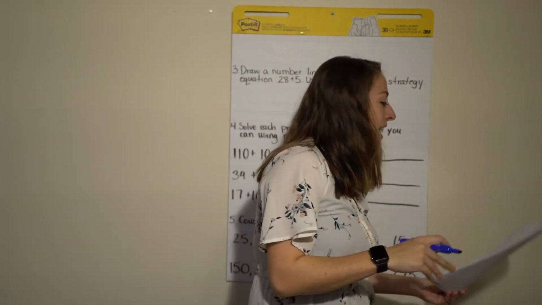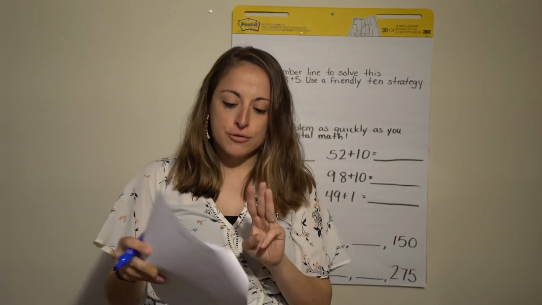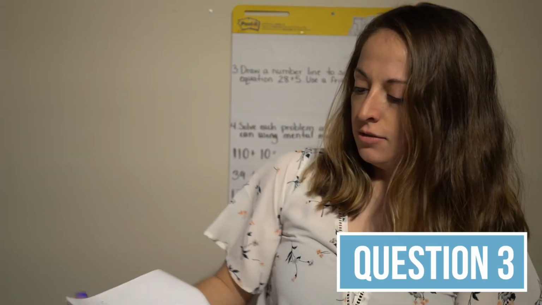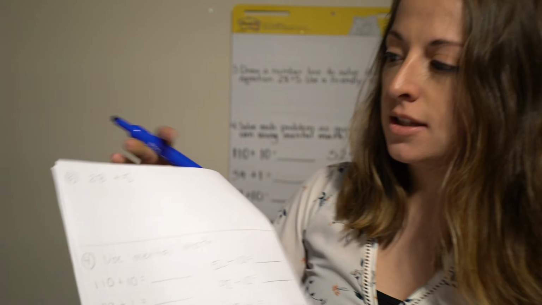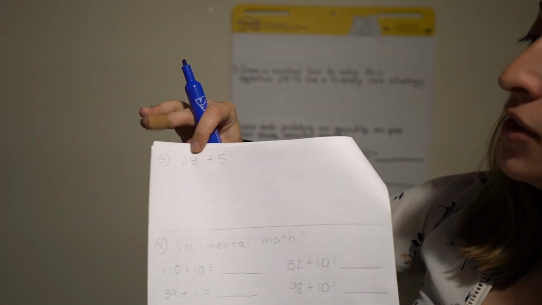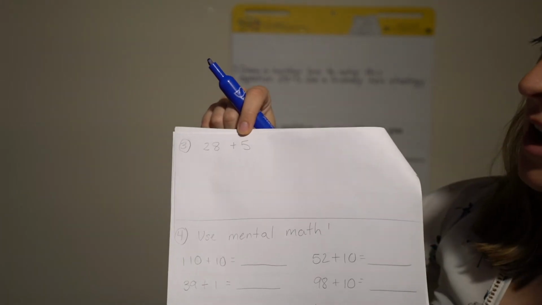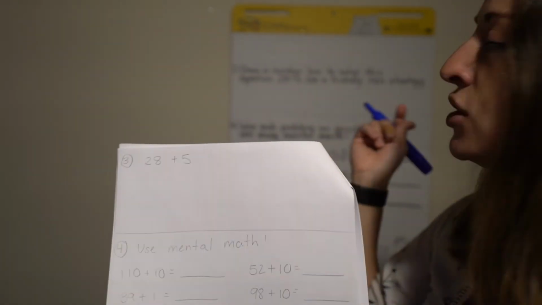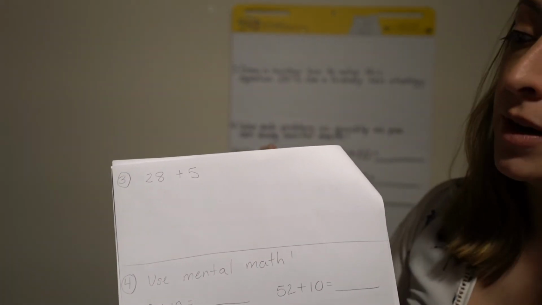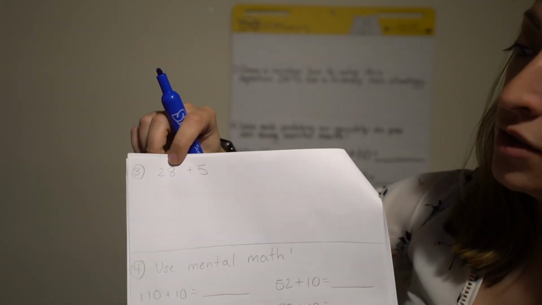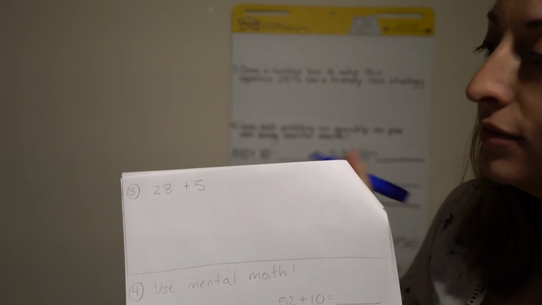All right, let's go on to number 3. Remember, we have 5 questions. So for number 3, you're going to write 28 plus 5. That's all you're going to write. And then I want you to pay close attention to when I read the directions so you know what we're going to do for this one. So you're just writing 28 plus 5.